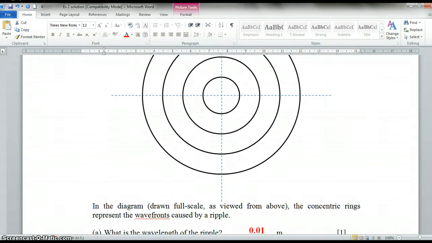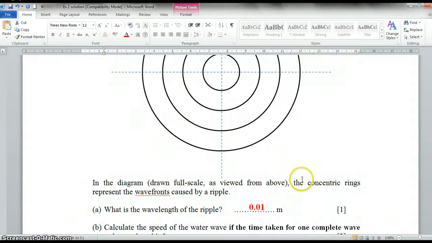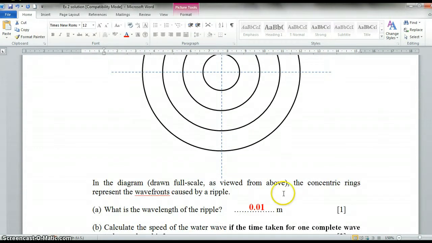Let's move on. This question 12 is drawn to scale. What is the wavelength of the ripple? All these are the wavefronts, and the distance between each wavefront to the next is the wavelength. So this question is drawn to scale. Take a ruler, measure from this to this. It should measure exactly 0.01 meters.